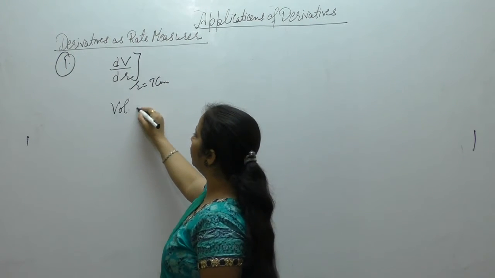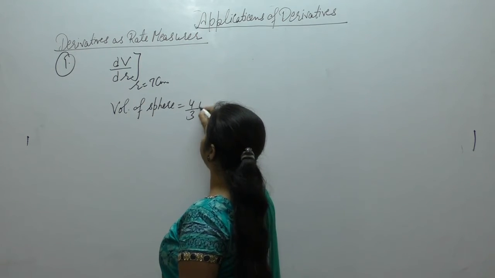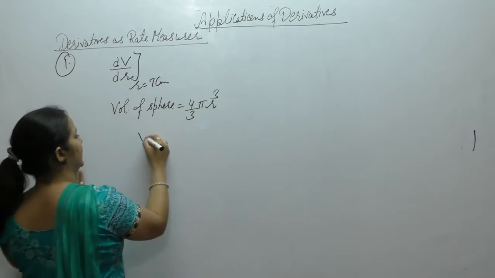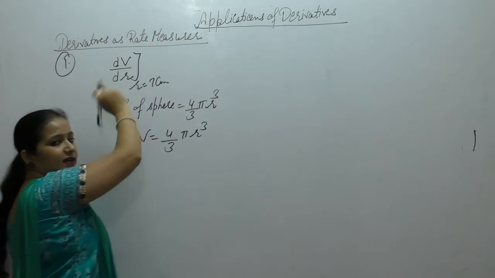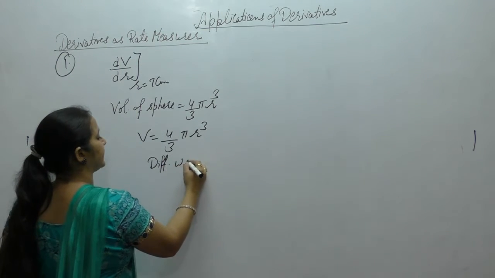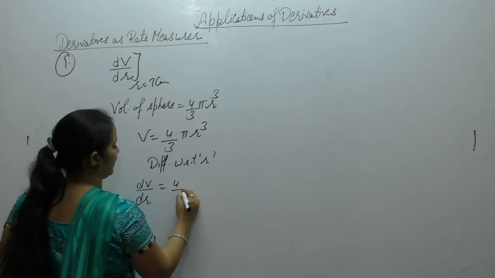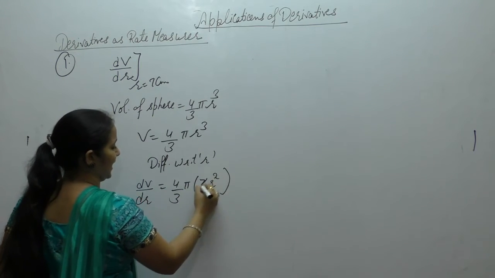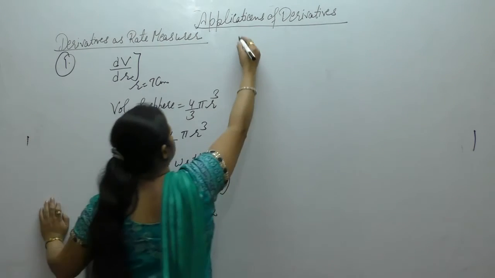Now we know volume of sphere, क्या होता है? 4/3 pi r cube, यही होता है. Let it be denoted by V. Now we want to find dV upon dr. So differentiate this with respect to r. What we get? dV upon dr is 4/3 pi, derivative of r cube is 3r square. So we get 4 pi r square.